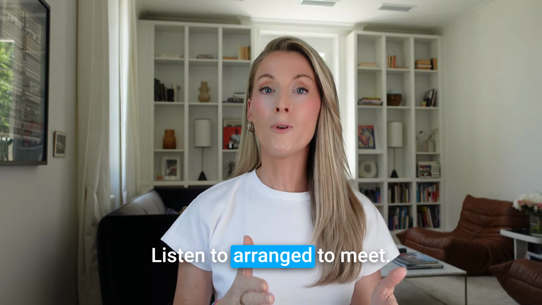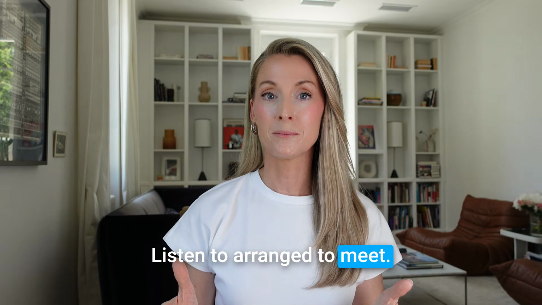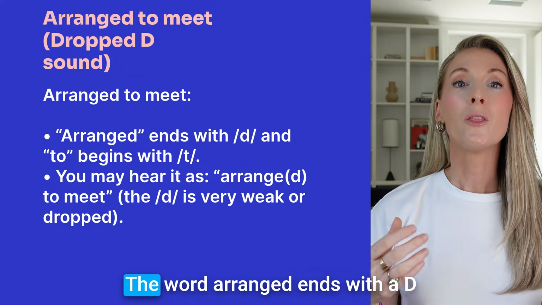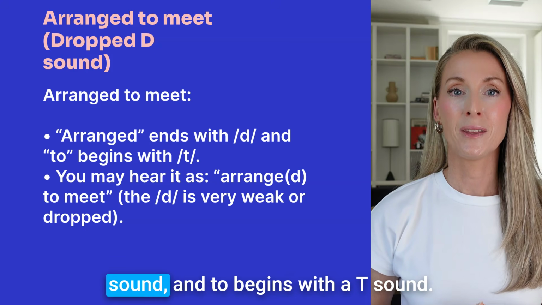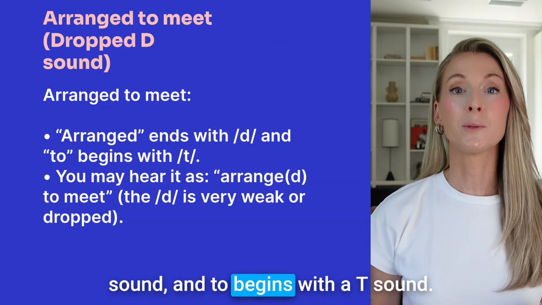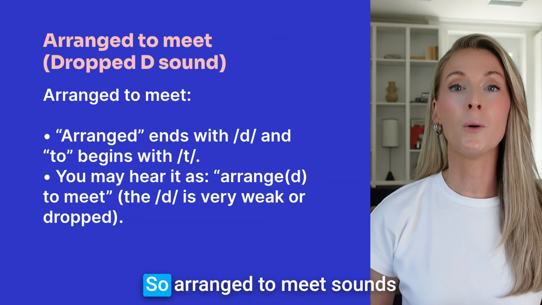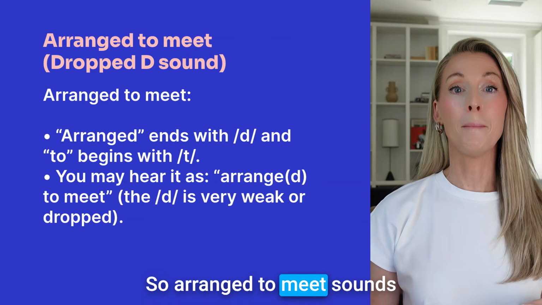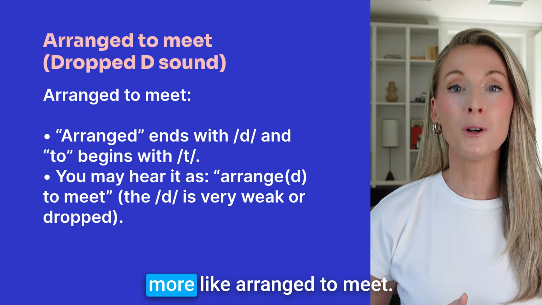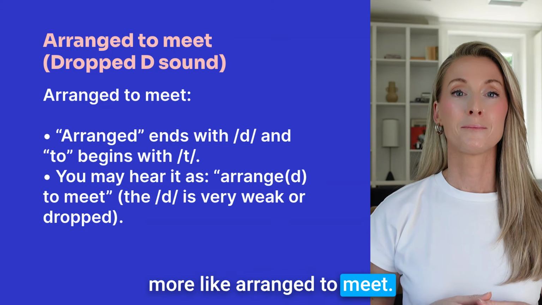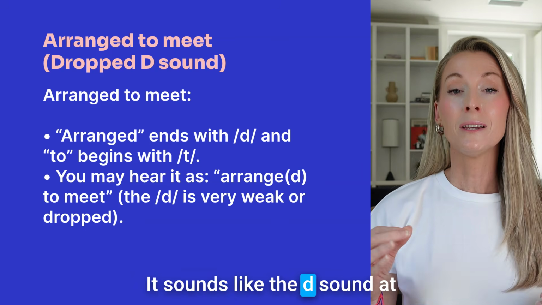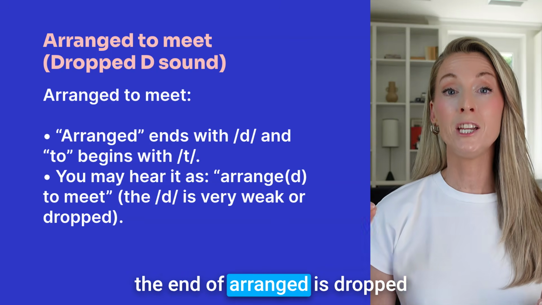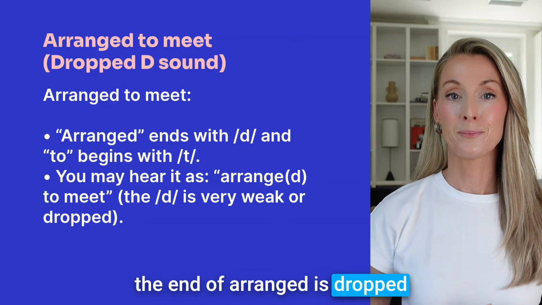Listen to arranged to meet. The word arranged ends with a d sound, and to begins with a t sound. So arranged to meet sounds more like "arrange t'meet." It sounds like the d sound at the end of arranged is dropped.